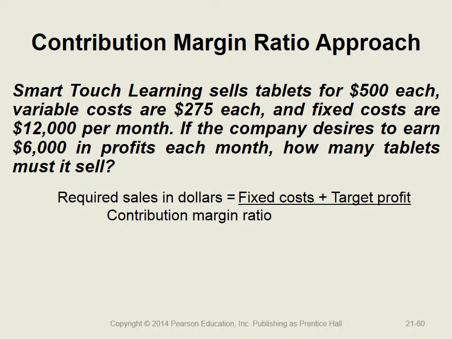Companies can use the contribution margin ratio approach to compute required sales in terms of sales dollars rather than in units. The formula is the same as using the contribution margin approach, except that the denominator is the contribution margin ratio rather than the contribution margin per unit. We computed the contribution margin ratio for Smart Touch Learning as 45%. Substituting Smart Touch's information into the formula, we find that monthly sales must be $40,000.